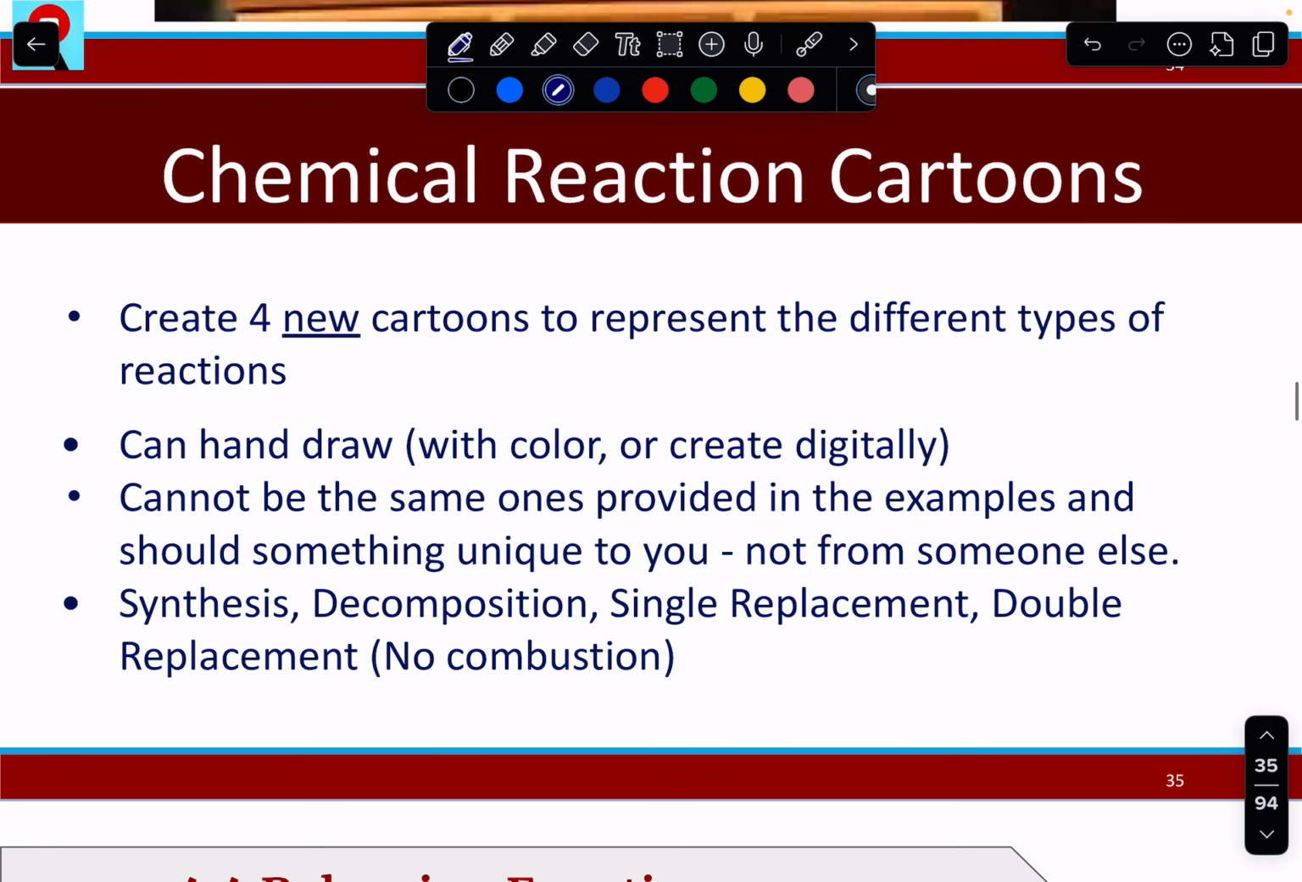Okay, so here is your task. You are going to represent these four types of reactions with a cartoon of your own. So you're going to do a synthesis, a decomposition, a single replacement, a double replacement. We are not going to do a combustion just because those are a little bit more difficult. Okay, so you are going to basically take a piece of paper and section it off into four parts, and then you're going to think about a way to represent a synthesis, decomposition, single and double replacement with a cartoon or pictures of some sort.